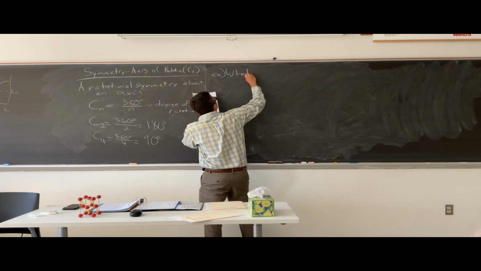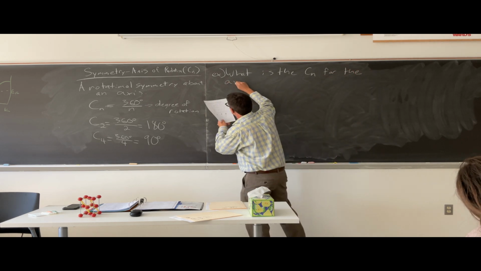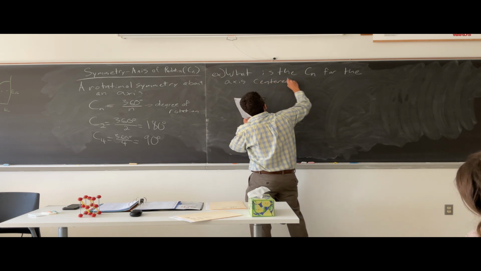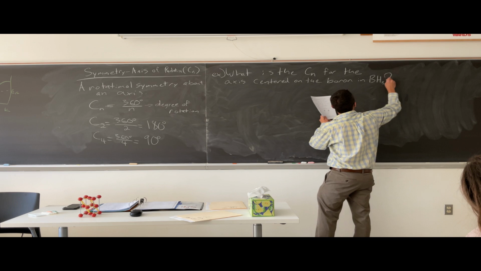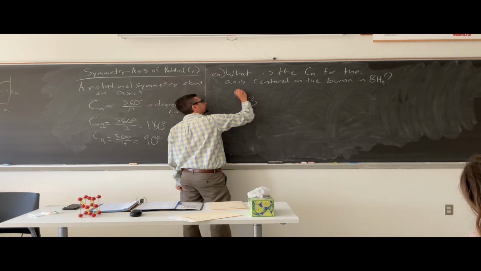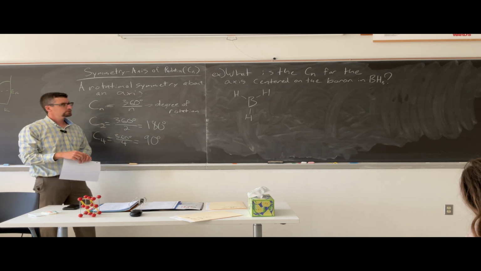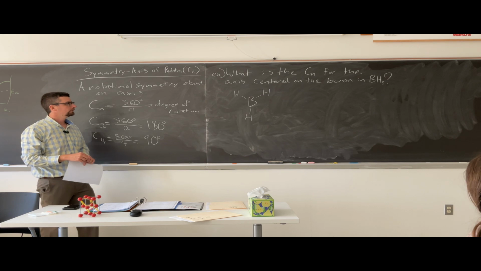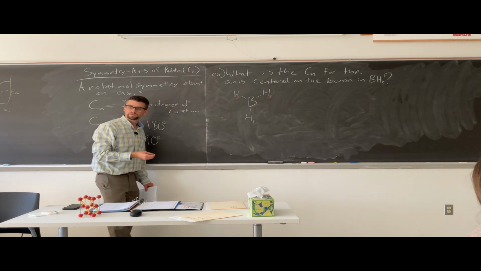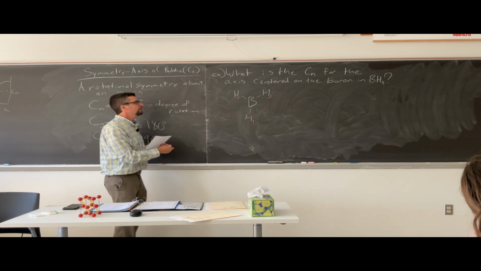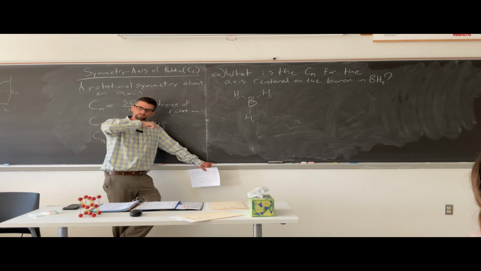Okay, example. What is the Cn for the axis centered on the boron in BH3? We're talking about rotating this guy. I'm going to label these hydrogens 1, 2, and 3. Are they actually different though? No, they're not really different. The axis we're talking about is looking down the center of that boron. What's our rotation to end up there?